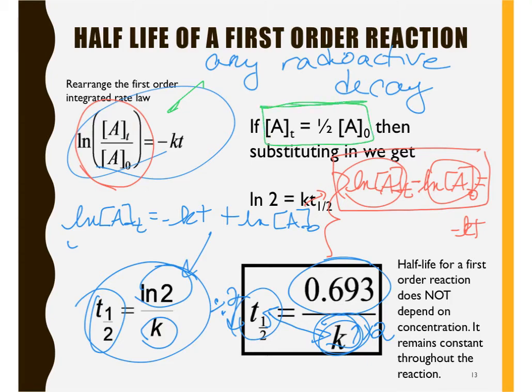When you've reached the half-life, what has happened to the concentration of A? At each half-life, the concentration of A equals 1/2 of what it was originally.